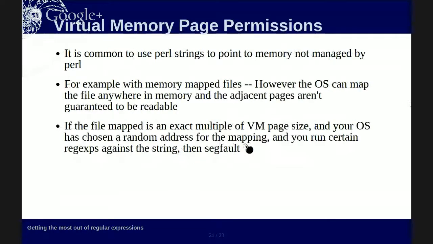However, often people use Perl strings to point to things that aren't memory managed by Perl. Memory mapped files are a really good example. A file mapping is exactly the size of an OS page, which is typically 4K, and the OS chooses some random address for the mapping where there's nothing else around it, no mapped memory. Then if you try to read that null byte one byte after, it goes into a page that isn't mapped, and at that point you have a segmentation fault because you tried to access a virtual address that isn't mapped to any actual memory.